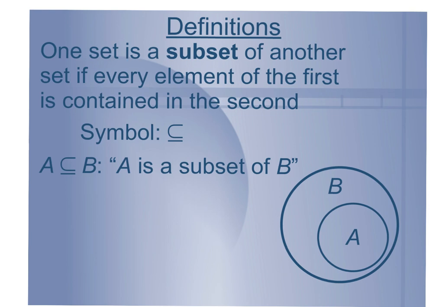Subset. One set is a subset of another set if every element of the first is contained in the second. All right? So a subset has to be completely inside the other set. You'll notice what the Venn diagram looks like. The Venn diagram looks like one circle is completely inside another circle.